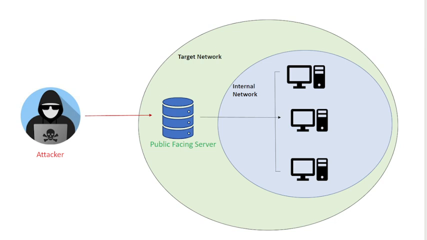So now in this video I'm going to show you how to perform Windows post exploitation by doing port forwarding and pivoting. So now let's say you are an attacker and we also have our target network. Now inside the target network we have two machines. One may be accessed via our public server and another one inside our internal network.